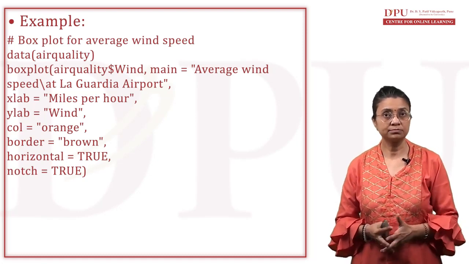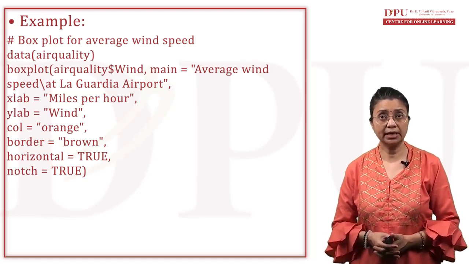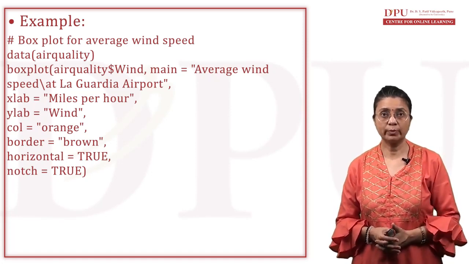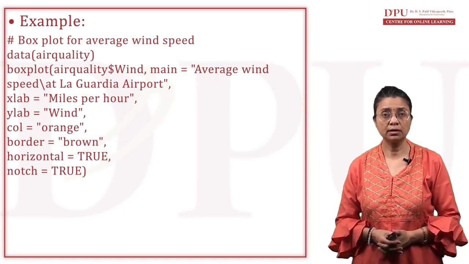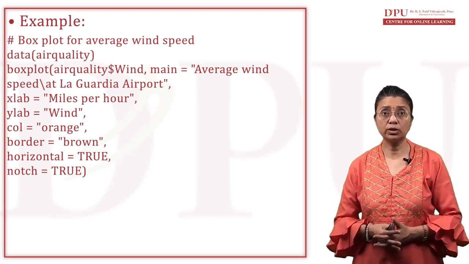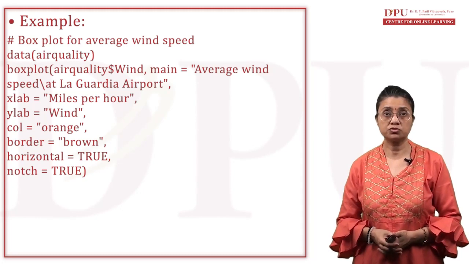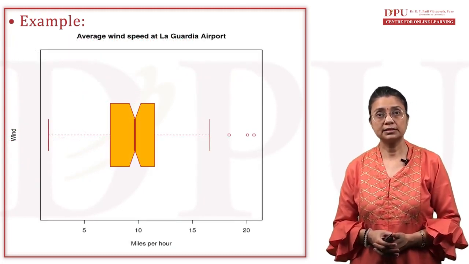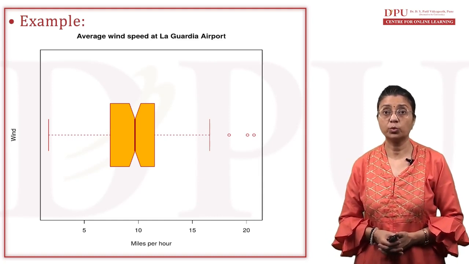Wind is my column. The title is main, average wind speed at LaGuardia Airport. X label is miles per hour. Y label is wind. Color is equal to orange. Border equals brown. Horizontal equals true. And notch equals true. Now you can see this box plot, which is plotted for the wind speed.